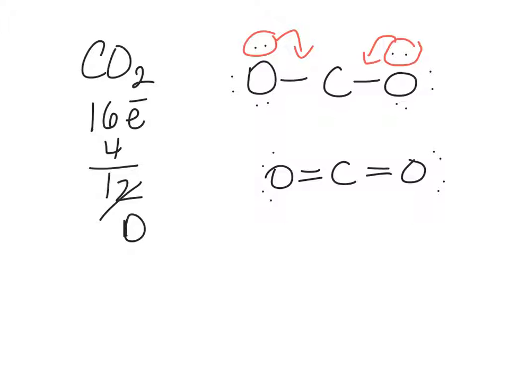How many electrons have we used? 2, 4, 6, 8, 10, 12, 14, 16. That's good. How many does each atom have? This oxygen: 2 bonding pairs, 2 lone pairs, 8. Ditto. And then carbon in the middle, 8. Don't skip steps. I won't, I promise. Okay.